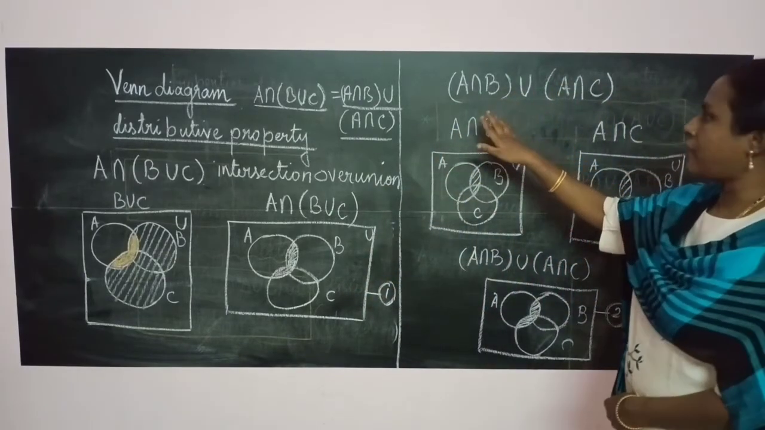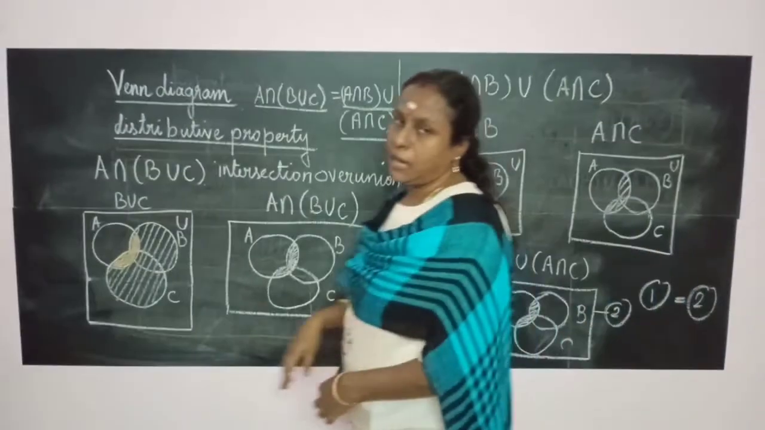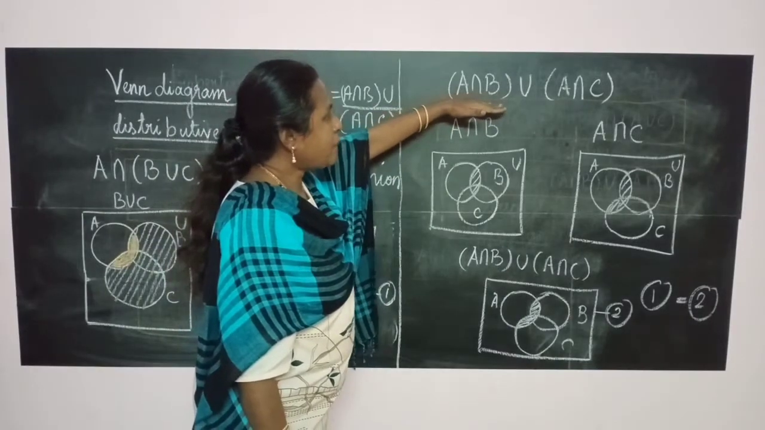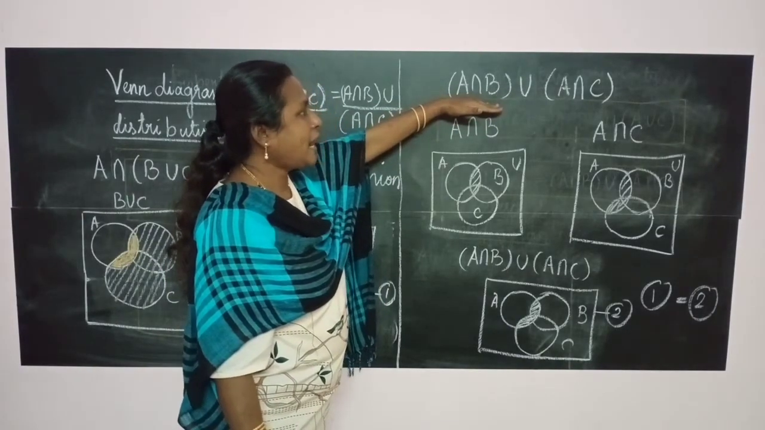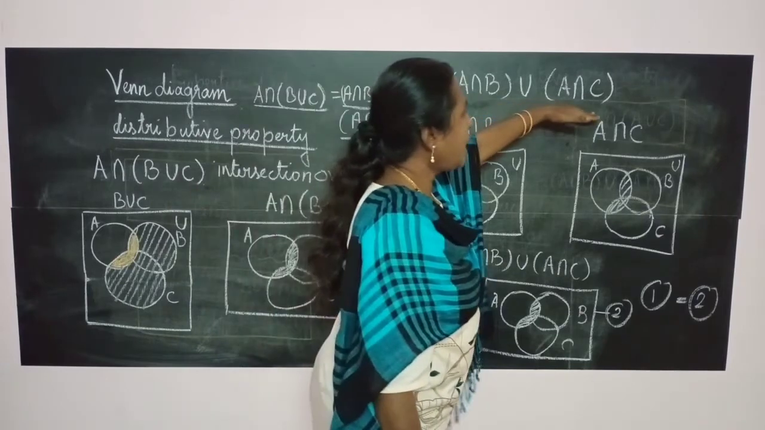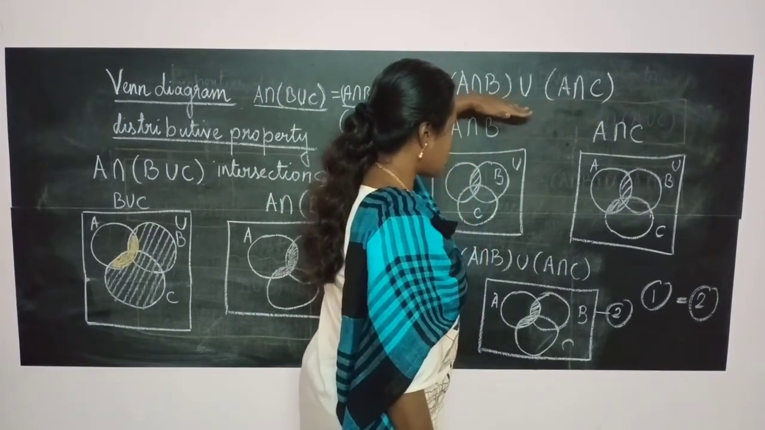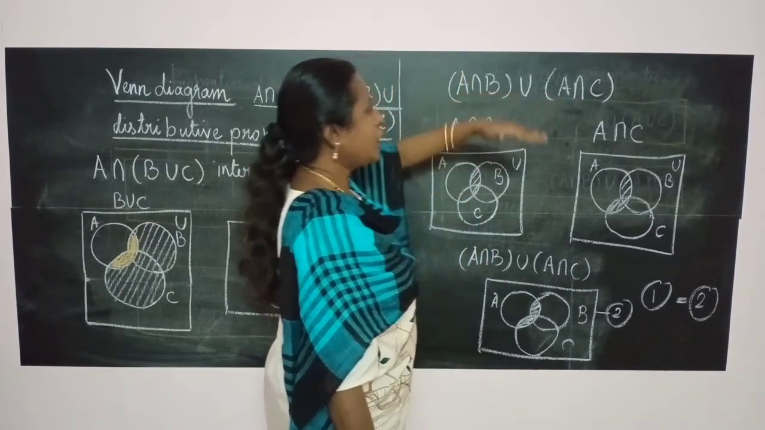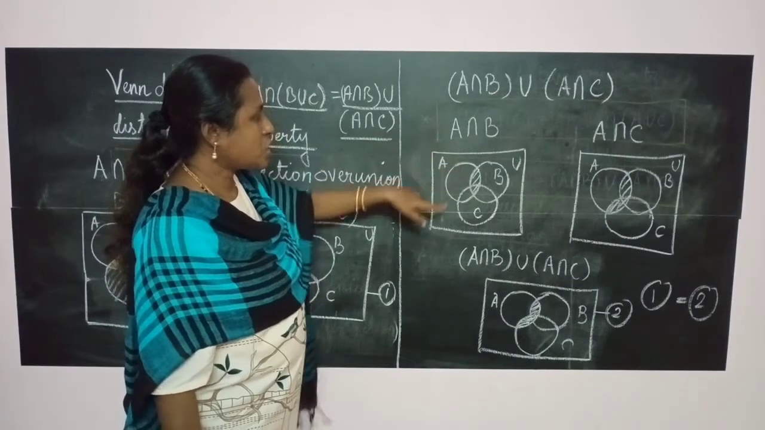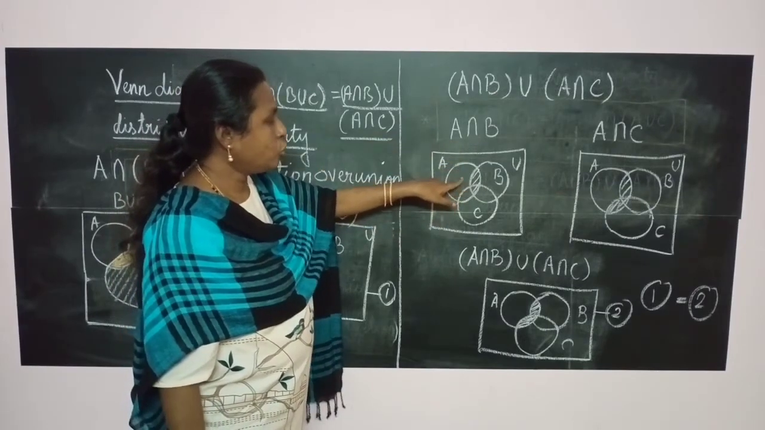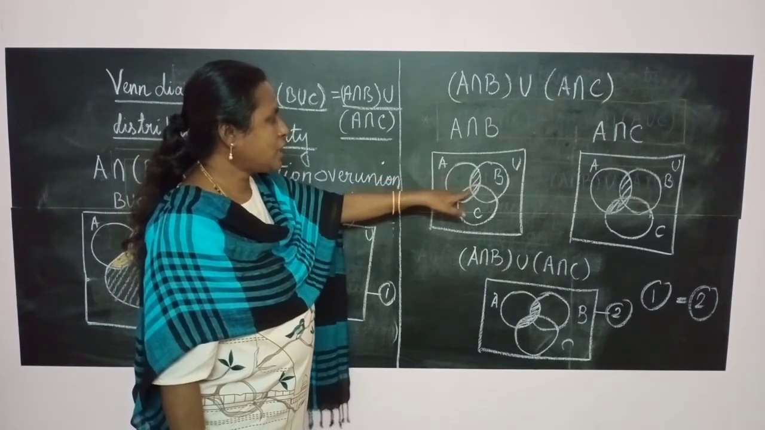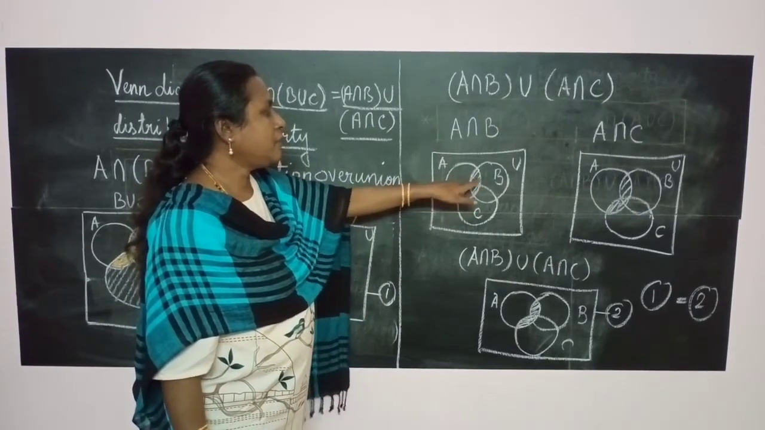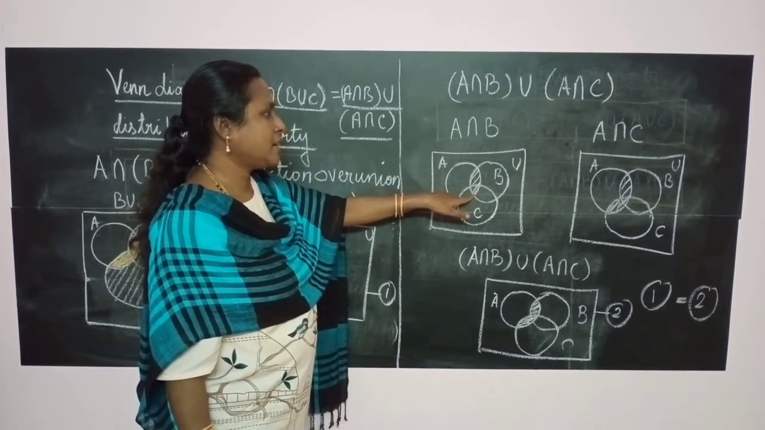On the RHS you will have (A intersection B) union (A intersection C). Now I am going to draw the diagrams separately: first A intersection B, next A intersection C, and then the union. For A intersection B, you will be able to identify the region common between the A and B sets. This is the region common between A and B, and I have shaded that region.